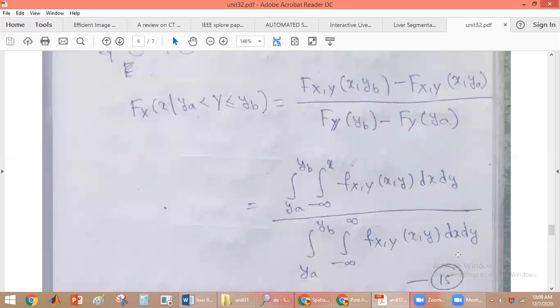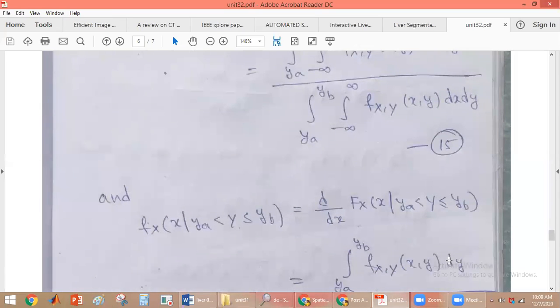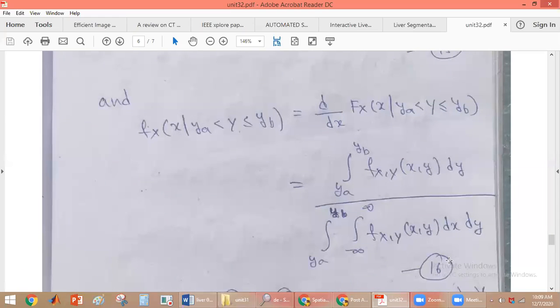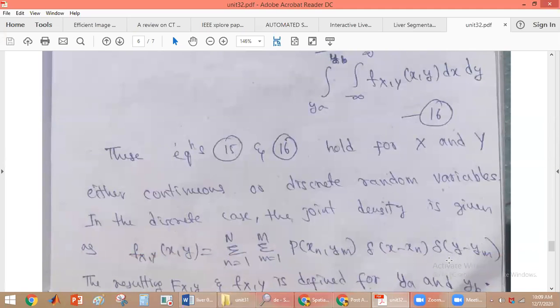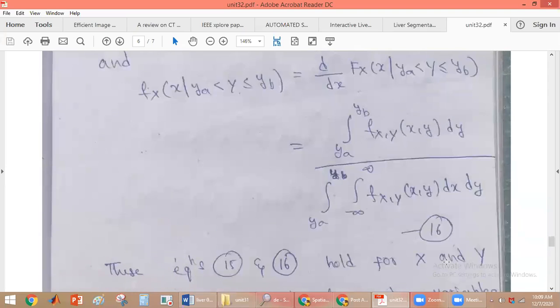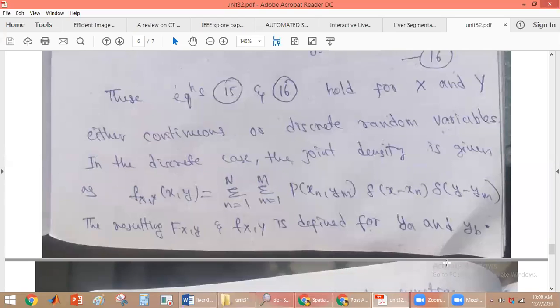These are equations 15 and 16. Equation 15 is the conditional distribution function for interval conditioning. Equation 16 is the conditional density function for interval conditioning. These two equations hold good for both continuous and discrete random variables, whereas point conditioning we defined separately for the continuous random variable as well as the discrete random variable.